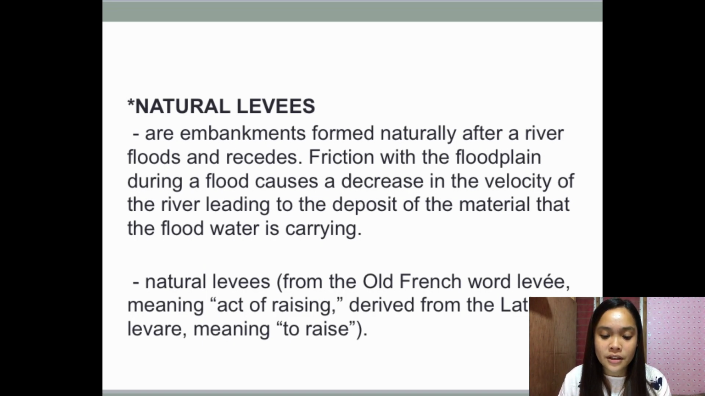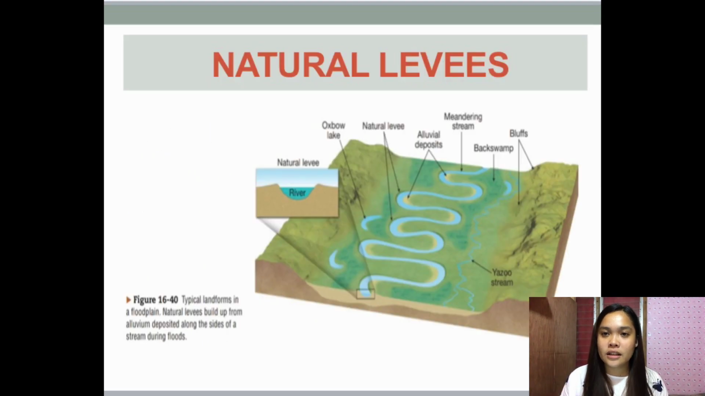The natural levees merge outwardly and almost imperceptibly with the less well-drained and lower portion of the floodplain, generally referred to as the back swamps. As you can see in the picture above, that is the example of the natural levee. That is a typical floodplain landform. Natural levees build up from the alluvium deposited along the sides of a stream during the floods.